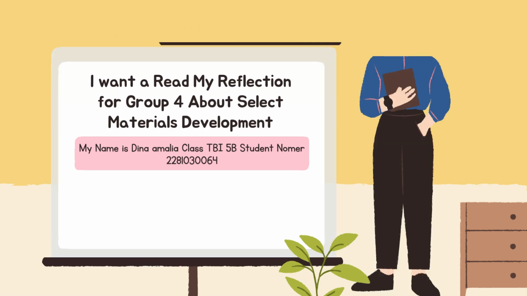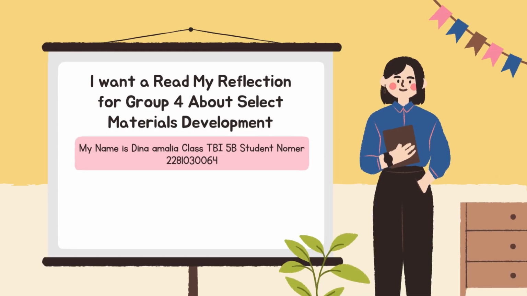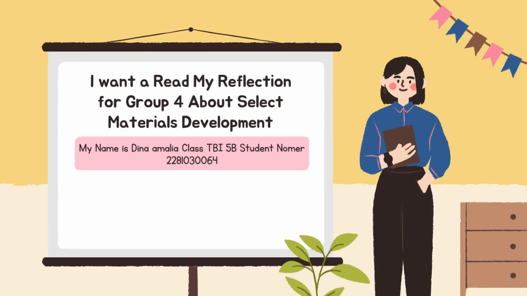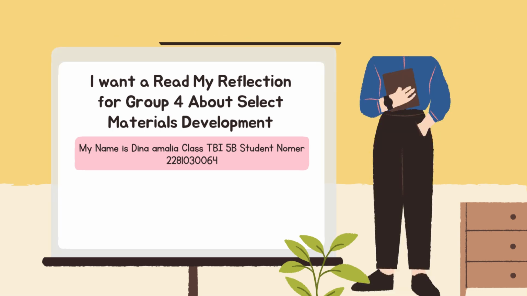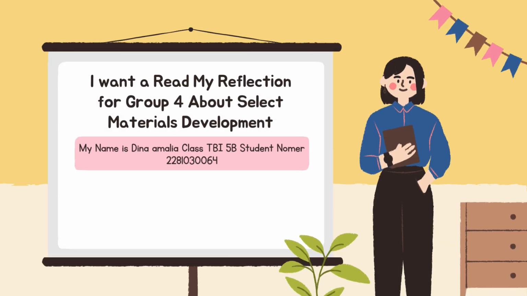Definition of materials development: the process of choosing the most appropriate materials to support language learning. Selection in materials development involves carefully choosing learning materials that meet the specific needs of students. Adapting materials refers to modifying pre-existing materials to better suit the needs of a particular group of learners. Teachers often adapt materials to address differences in student proficiency, cultural context, or learning style.